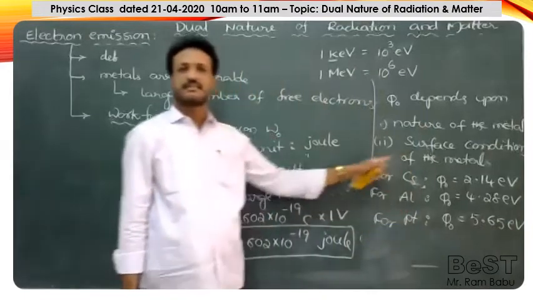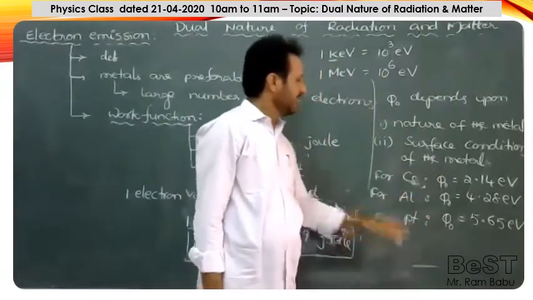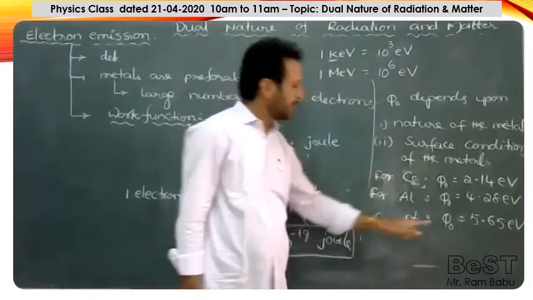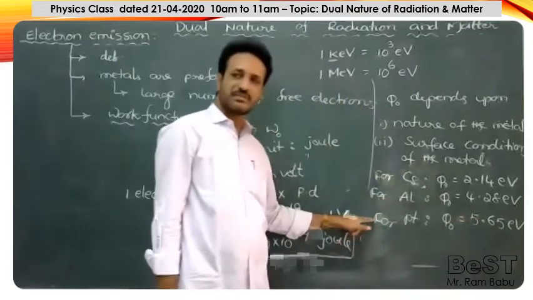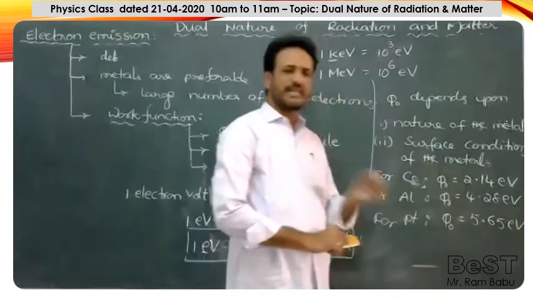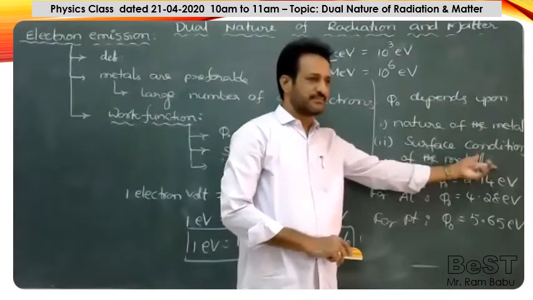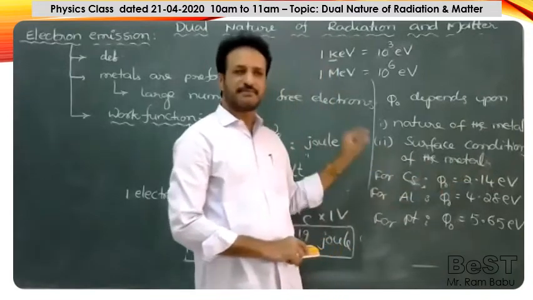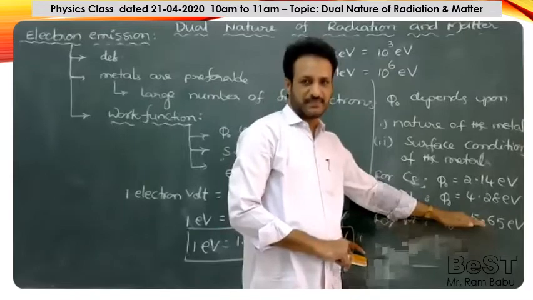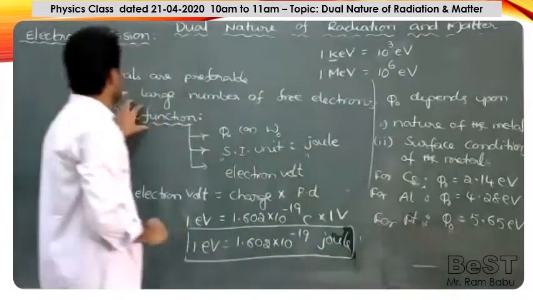If you compare these three metals, which is the best metal for electron emission? Cesium. When we want to remove an electron from the platinum metal, how much energy do we have to supply? 5.65 electron volt energy has to be supplied. The same electron, if you want to remove from the cesium, only 2.14 is enough. That's why cesium is the best metal for electron emission, and for platinum the most energy has to be supplied. So different metals require different amounts of energy. So that is the electron emission.